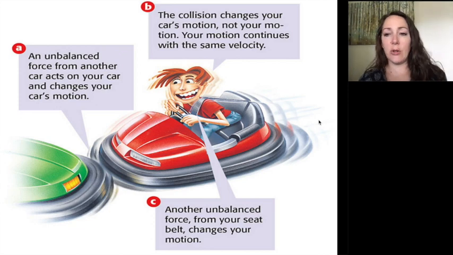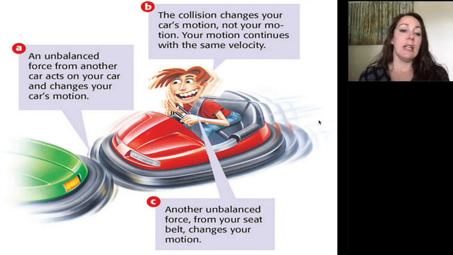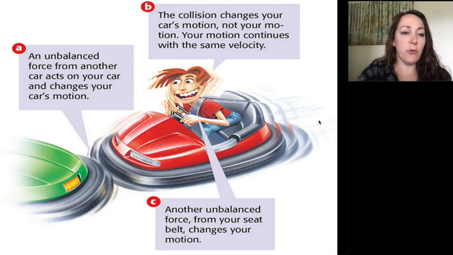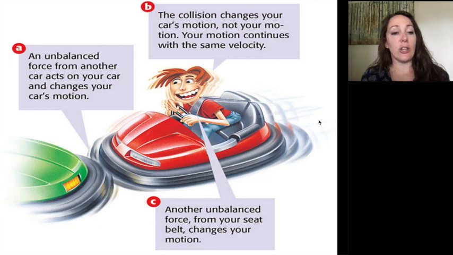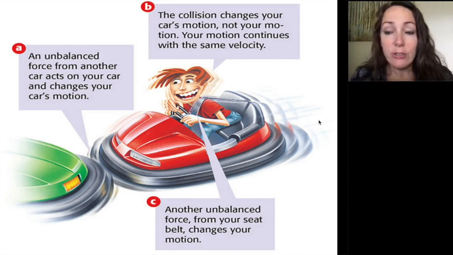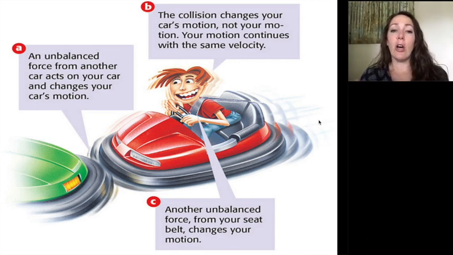So let's look at an example of bumper cars. You've got people driving around all willy-nilly, and as you're moving forward, an unbalanced force from another car acts on your car and changes your motion. So whenever you run into that green car, you're going to hit it and bounce back. The collision changes your car's motion, not your motion. So your body jerks forward while your car goes backwards, okay?